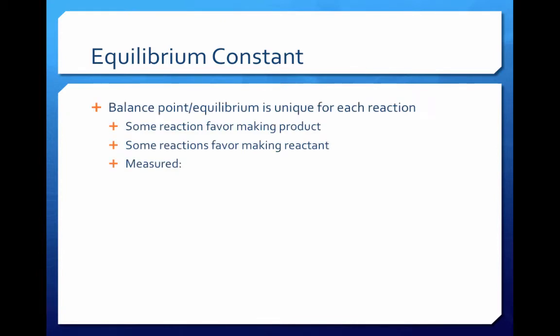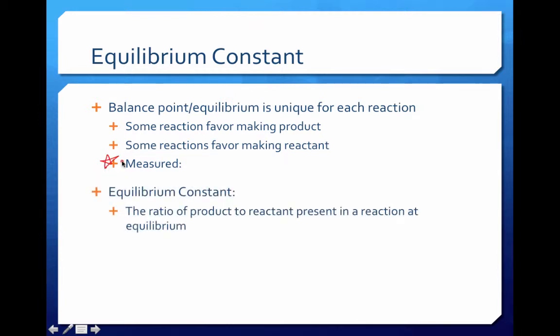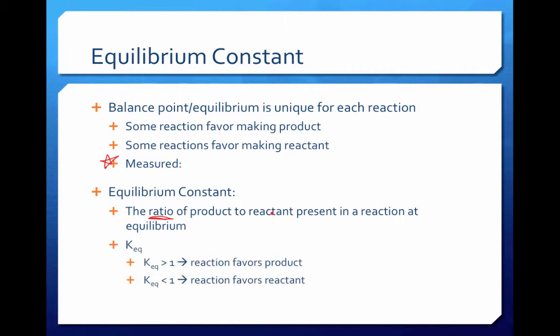As we talked about, the equilibrium is a balance point, unique for each individual reaction. Some chemical reactions favor making more product. Some chemical reactions favor making more reactant, but there's always some sort of balance that is struck there. This balance point is something that ultimately can be measured, and we measure that in the form of the equilibrium constant itself. This is really just a ratio of the amount of product to reactant present when the reaction is at equilibrium. So for example, reactions that favor product are going to have a higher ratio, reactions that favor reactant are going to have a lower ratio. And we can quantify that.